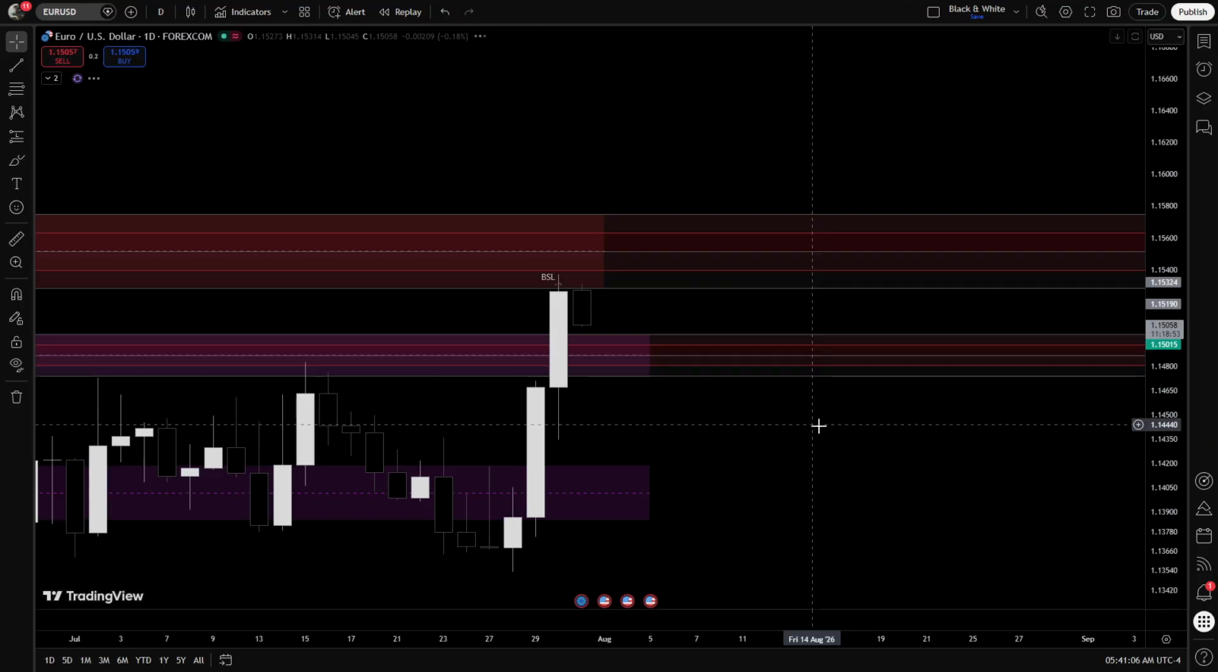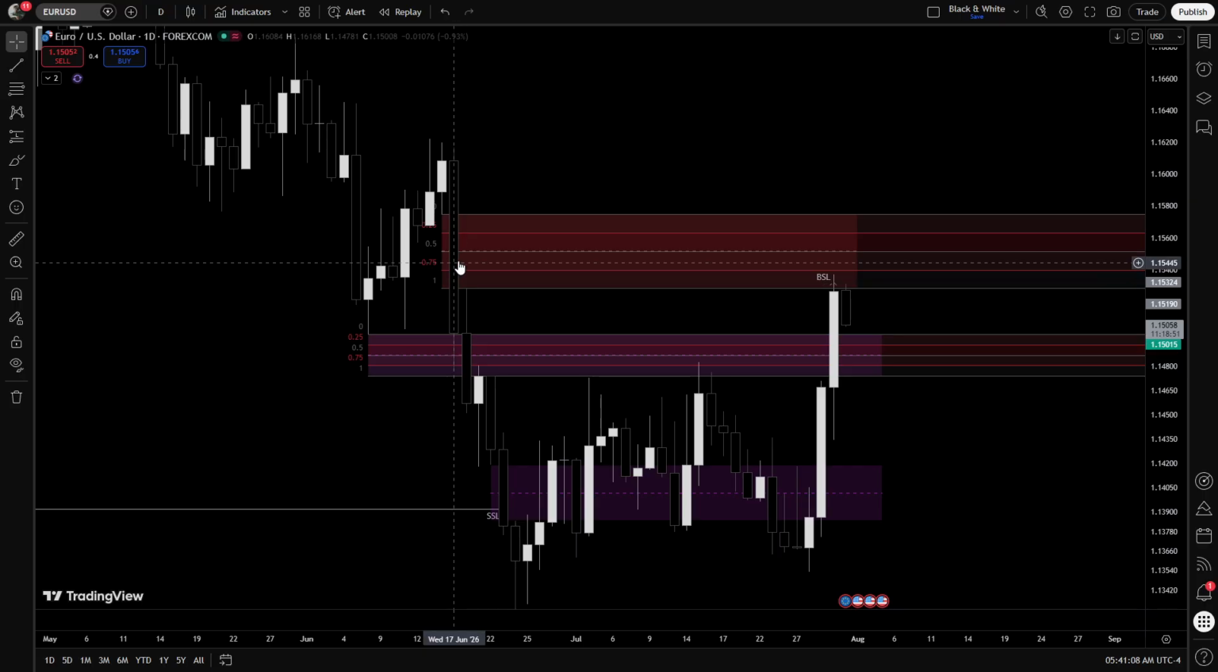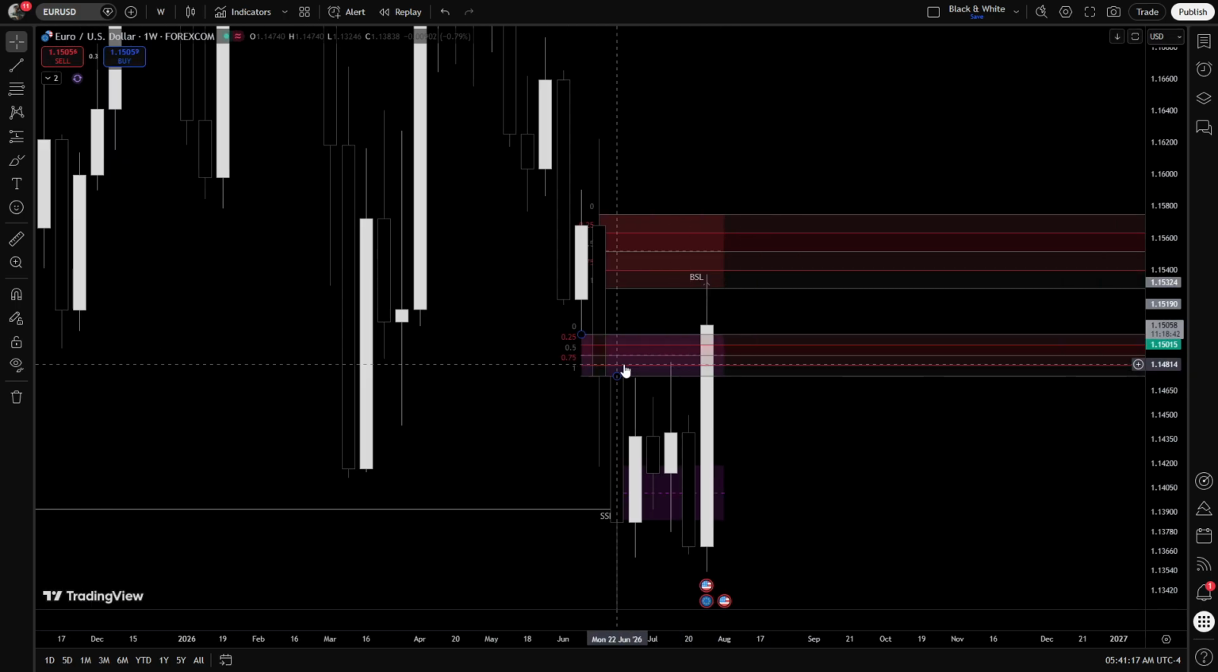And on the daily time frame we have this very significant daily fair value gap, right? This fair value gap is a weekly one, actually. Yeah, this one. And this is a daily fair value gap along with this order block. As you can see, it is a very significant order block.